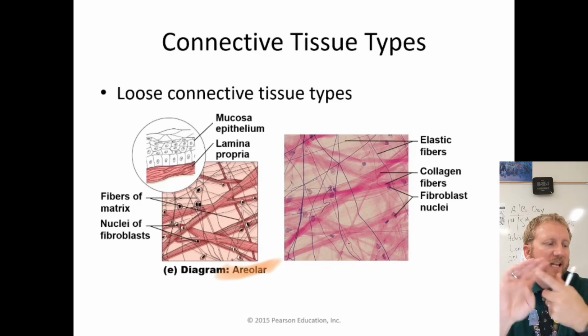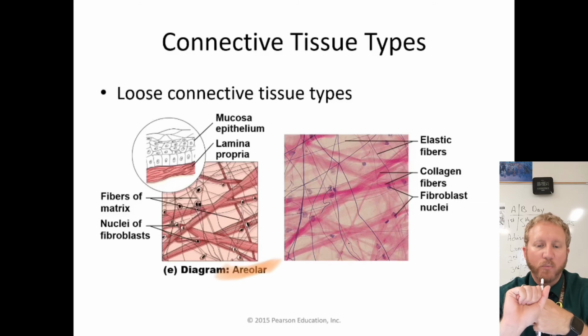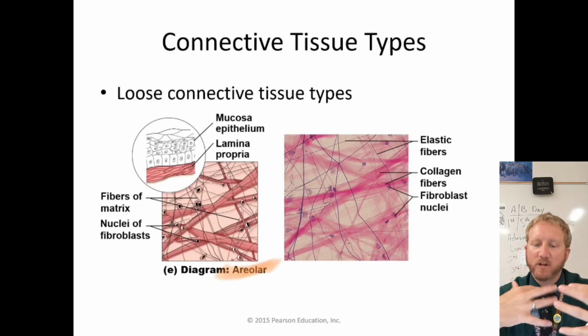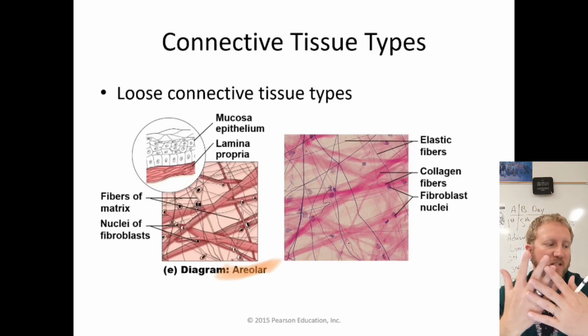You can have layers of this stuff called lamina propria that basically act as a basement membrane that other membranes attach to, specifically epithelial tissue. All the different fiber types within here create a very loose network. These are also very absorptive, so they can absorb excess fluid.